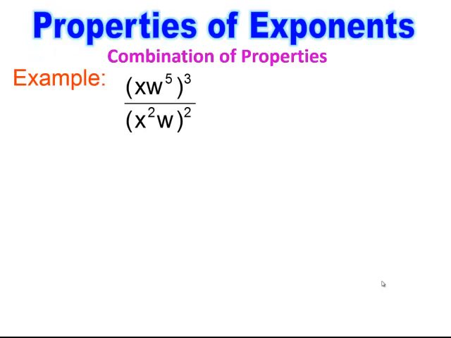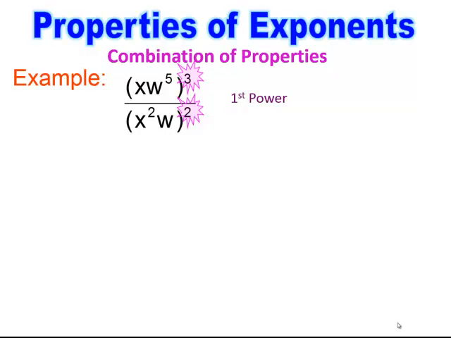So now we have something similar, but it's different because I have a quantity on top raised to a power and a quantity on the bottom raised to a different power. So in this type of problem, I can't simplify first because I have to take those powers on the outside and distribute it or give it to everything inside. So you have to know the difference between the two types of problems.